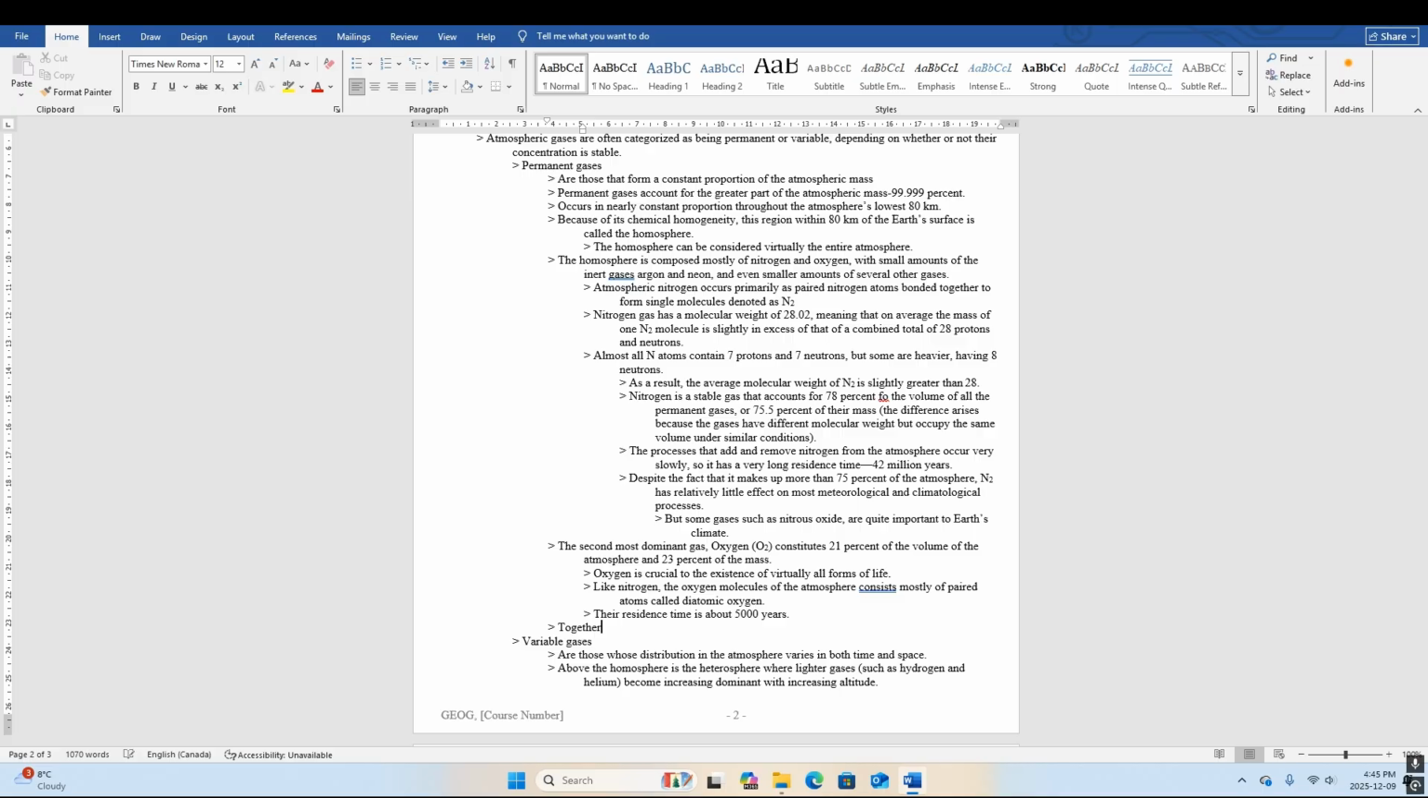Together, nitrogen and oxygen account for 99% of all the permanent gases, with argon making up most of the remainder. I believe argon is very toxic too. Removal processes are so slow for argon that its residence time is extremely long.